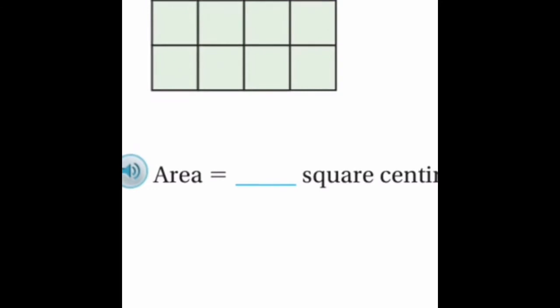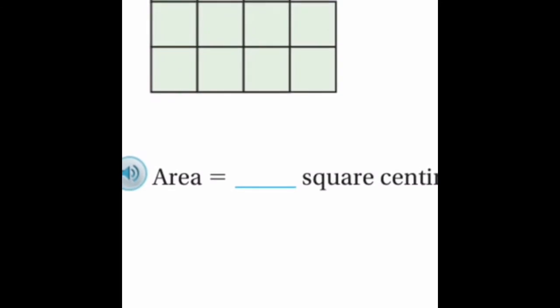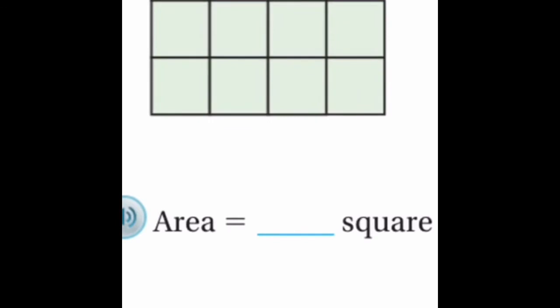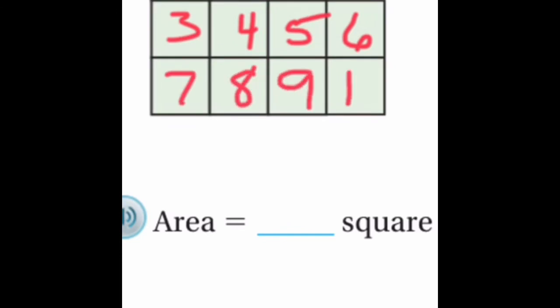All right, can't use multiplication necessarily here because I don't have a rectangle. So I get to count them all up. And I'm going to count 1, 2, 3, 4, 5, 6, 7, 8, 9, and 10. So my area is 10 square centimeters.